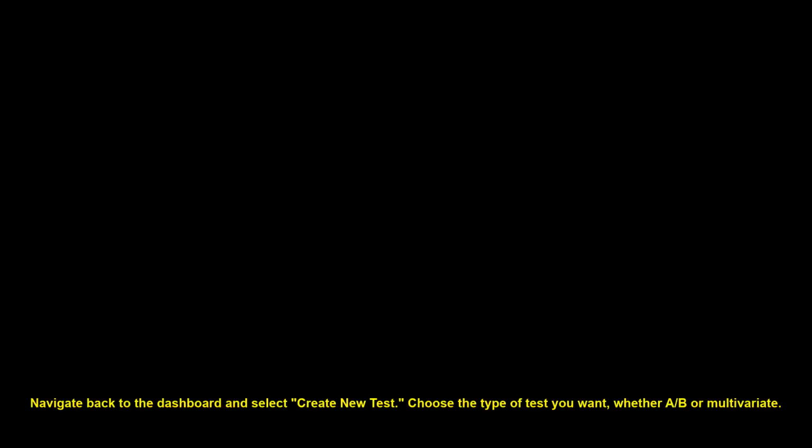Navigate back to the dashboard and select Create New Test. Choose the type of test you want, whether A/B or multivariate. In the test setup, you will find an option to link the keywords. Select the previously configured keywords to tie them to this experiment. Continue configuring your test according to your CRO strategy.